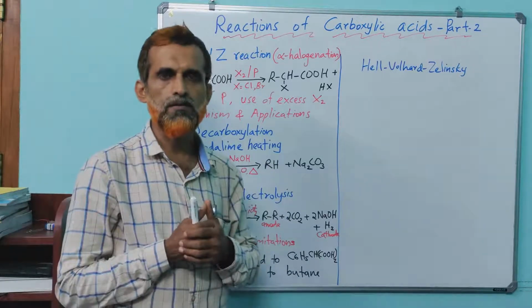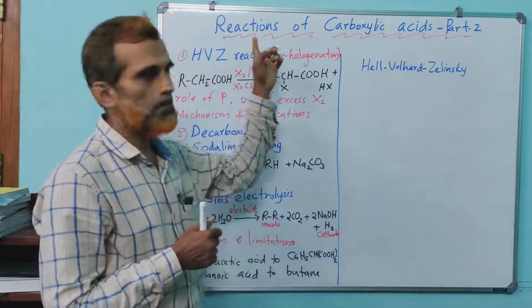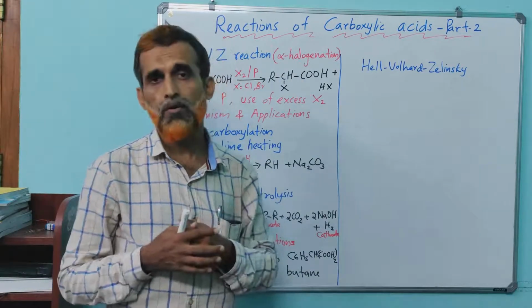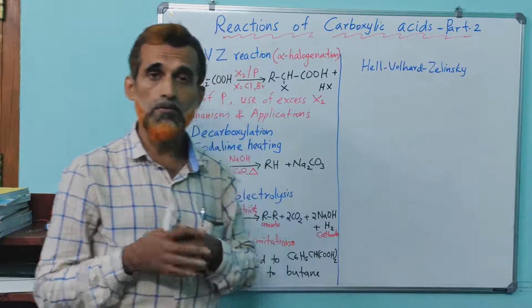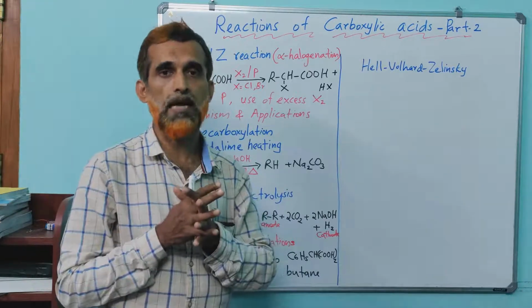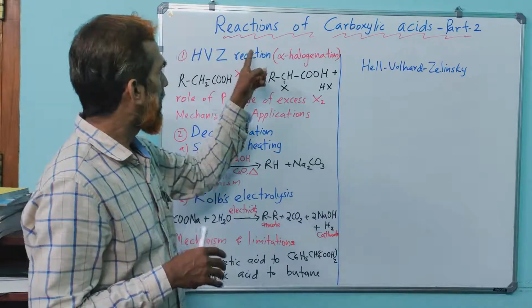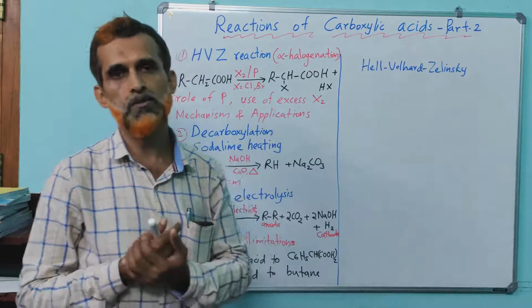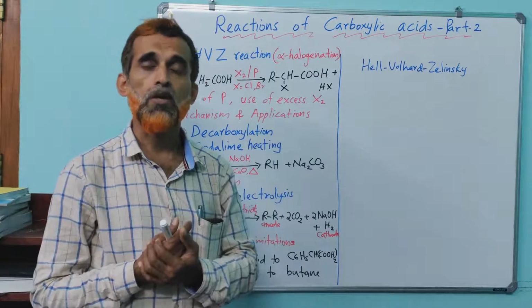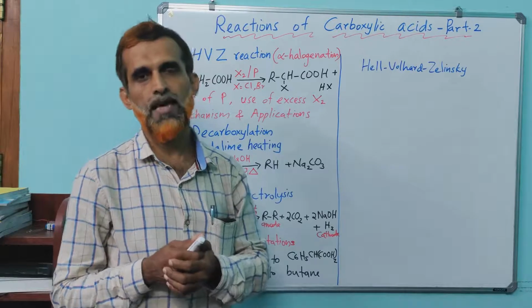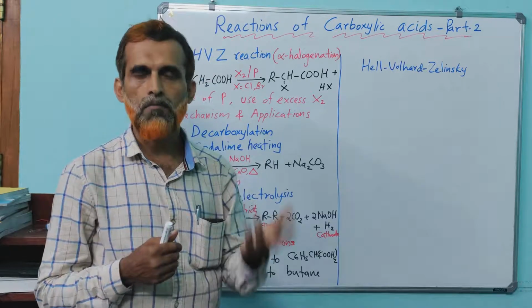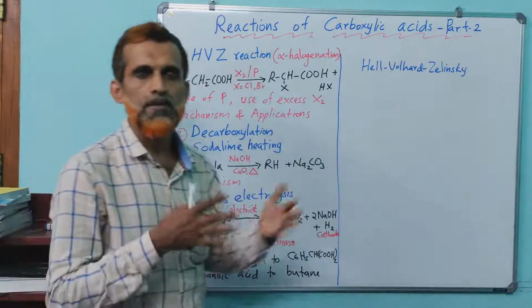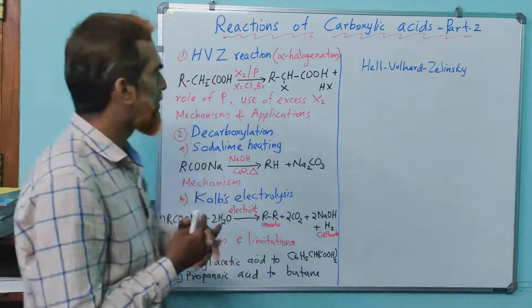In this class, we discuss some more reactions of carboxylic acids. In the previous video, we were discussing the most important reactions of carboxylic acids, where the OH group of carboxylic acid is replaced by various groups forming what are called acid derivatives like ester, amide, acid halide and acid anhydride. Here we have some special reactions, mainly three.